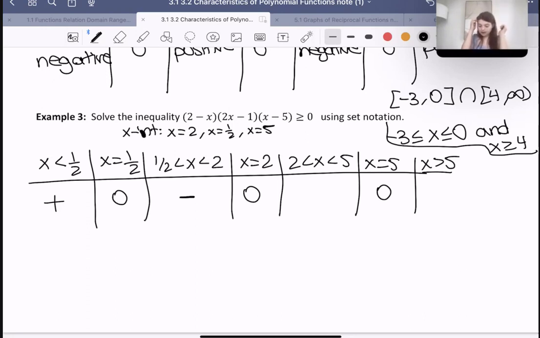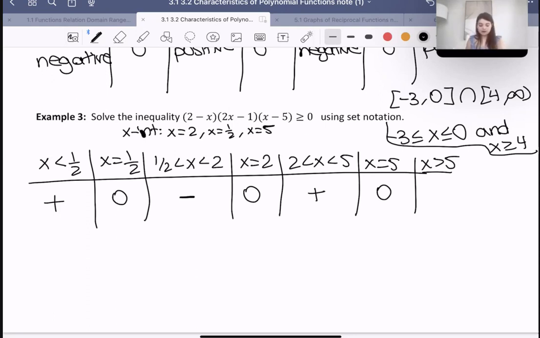Then we have where x equals 2 is 0 again, right? Because that's an x-intercept once again. And then we have the interval from 2 up to 5. So I'm going to choose 3 to plug in here. If I plug in 3, 2 minus 3 is -1, so that's a negative. 2 times 3 minus 1 is 6 minus 1, which is 5, which is a positive. And then 3 minus 5 is a negative. So I have a negative times a positive, which gives me something positive.